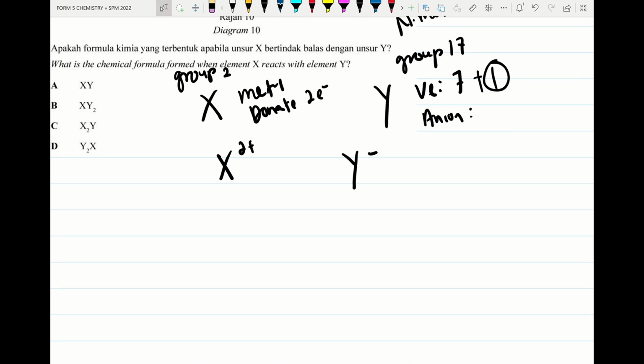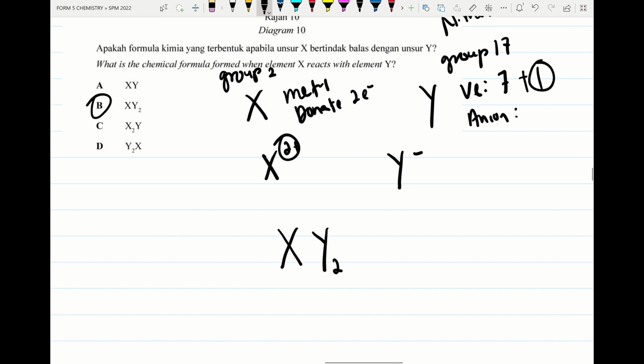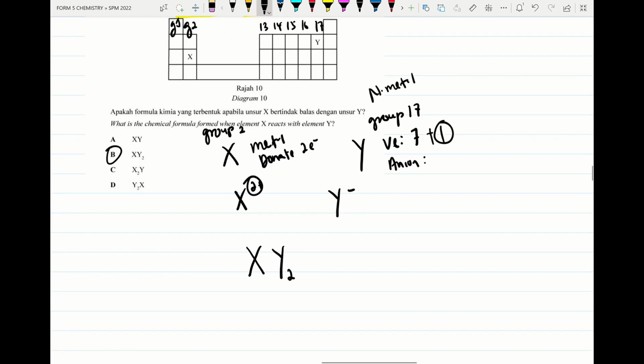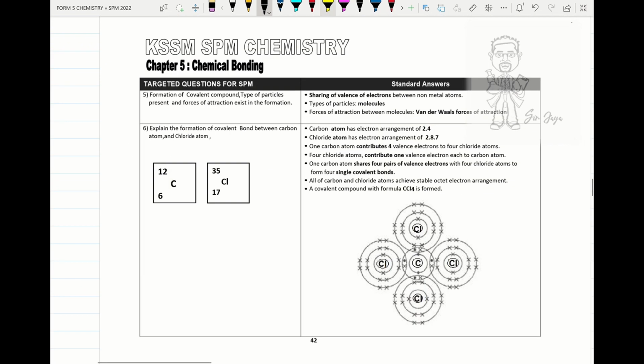And we write down the formula of the compound formed. So I put here X, Y. We take the 2, we put it at the bottom of Y. So the formula will be, the answer will be XY2.